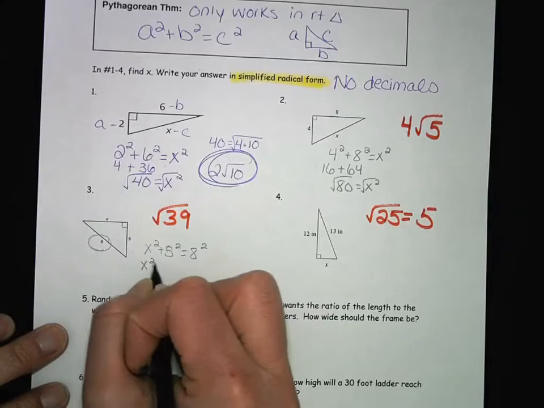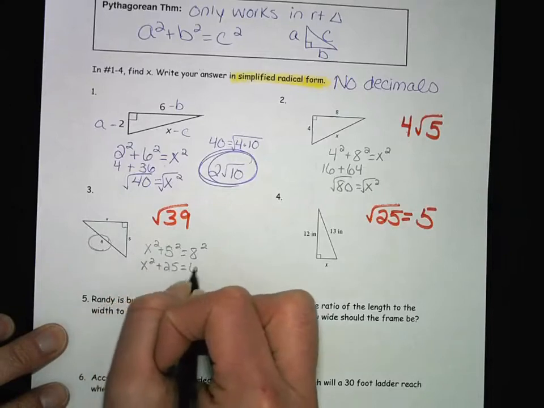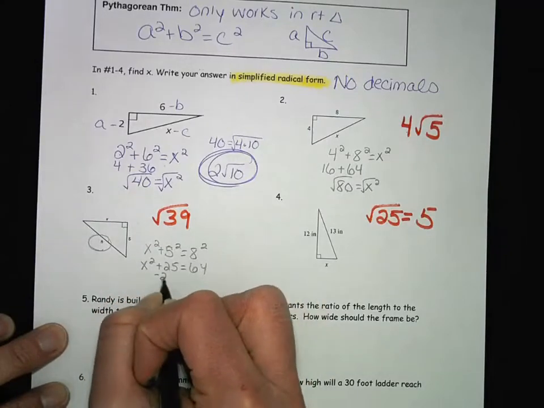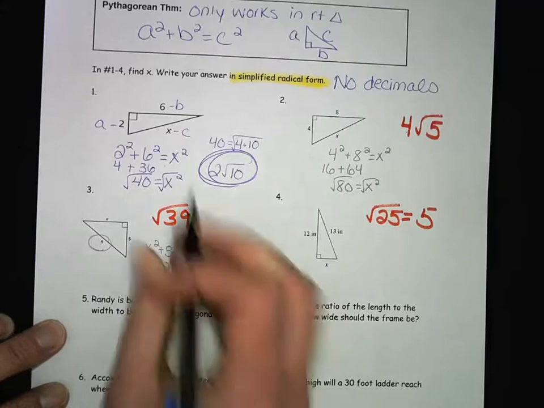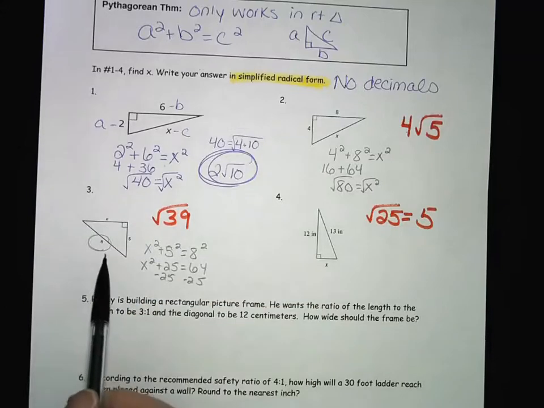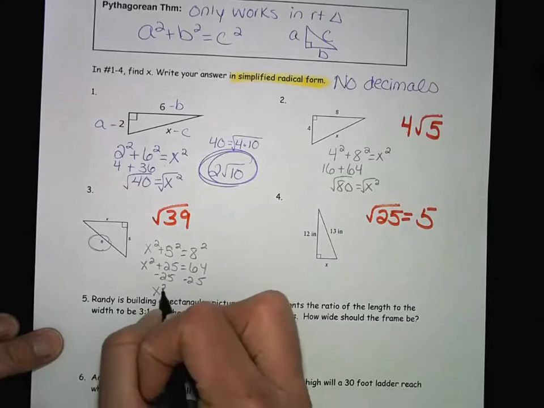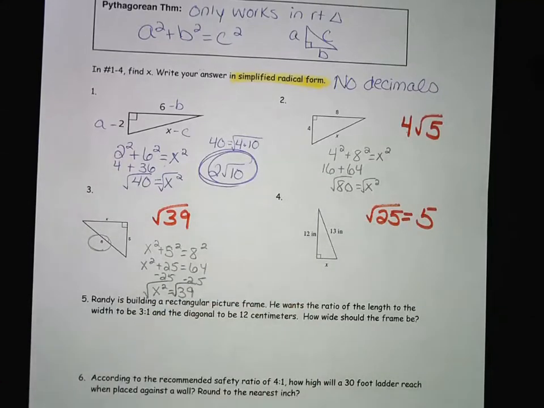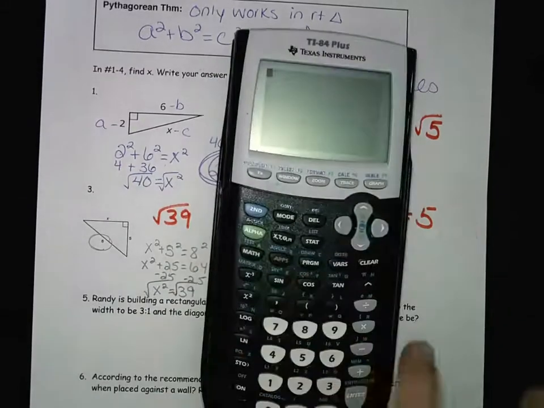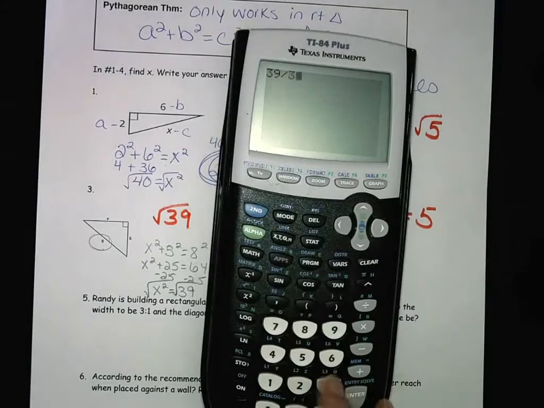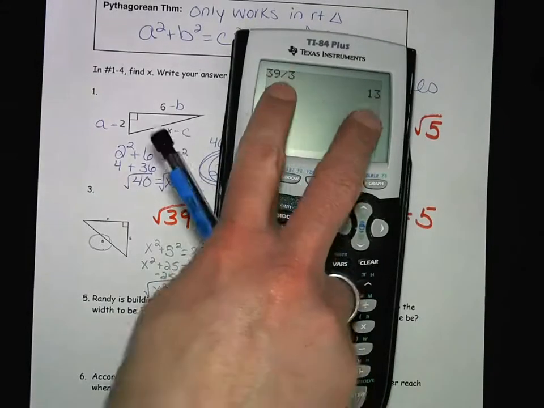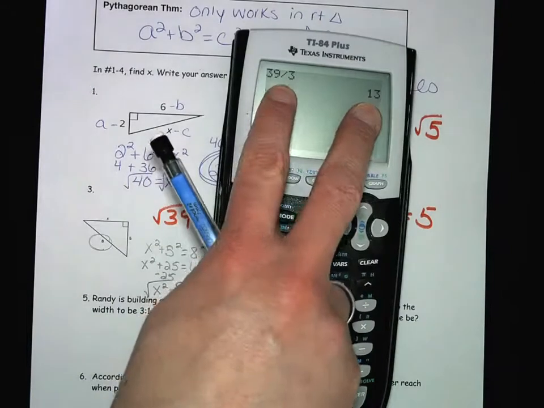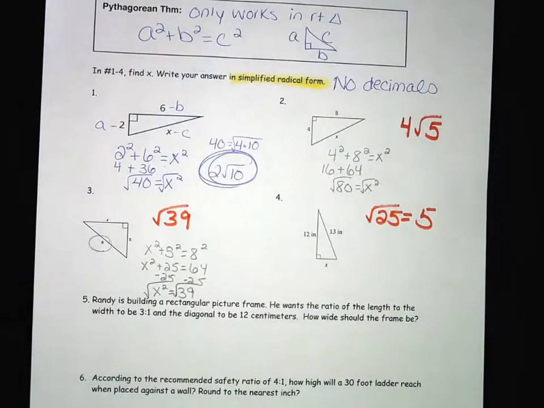So this is going to be x squared plus 25 is equal to 64. Now you're going to have to subtract the 25 instead of adding, because in this one they give you the hypotenuse. So 64 minus 25 is 39. If you try to take the square root of 39, you'll get a decimal. But also, if you look, 39 is only divisible by 3, and then 13 is prime, so there's really nothing you can do. So that's why that one just stays the square root of 39.